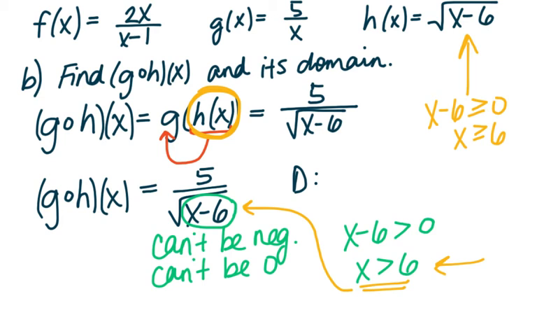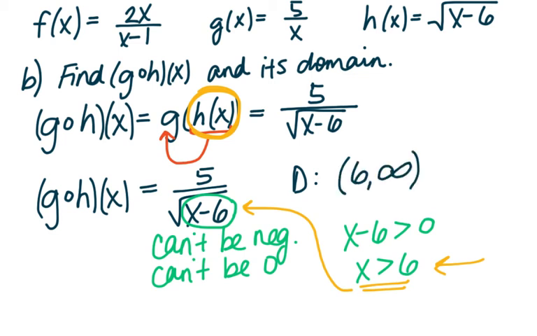So basically what this means is that when we considered our function h, it did not give us any additional domain restrictions. Therefore, the domain for our composite is simply going to be from 6 to infinity. Any value larger than 6. So x is any value from 6 to infinity.